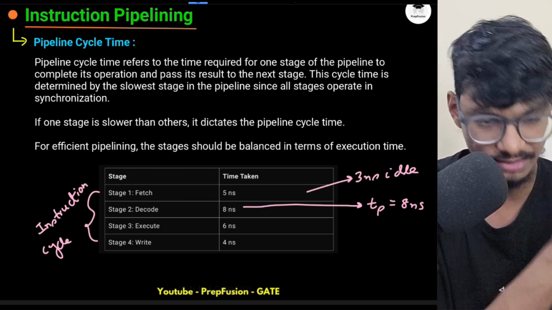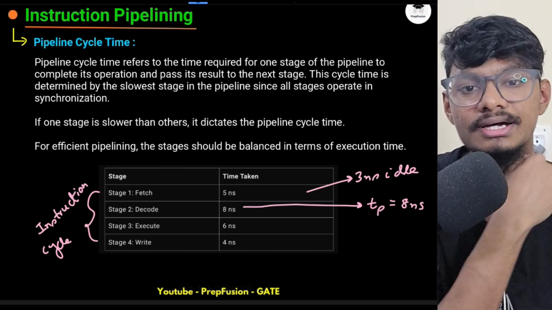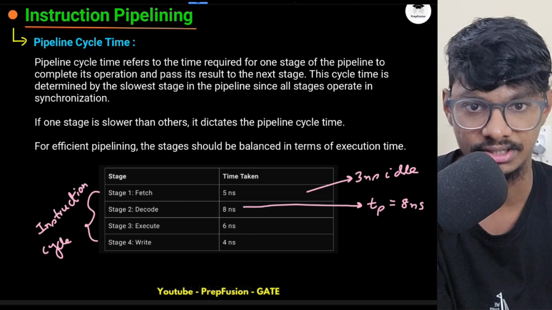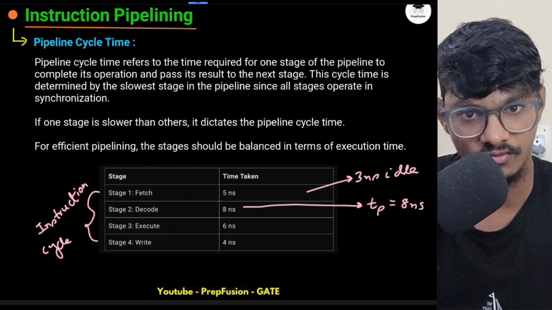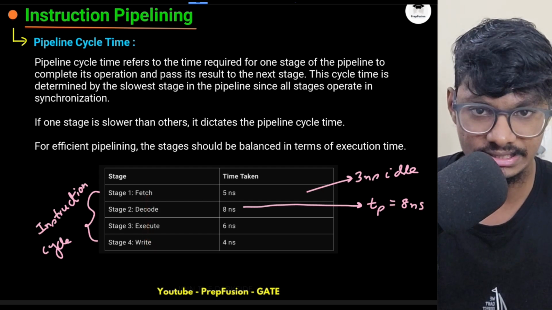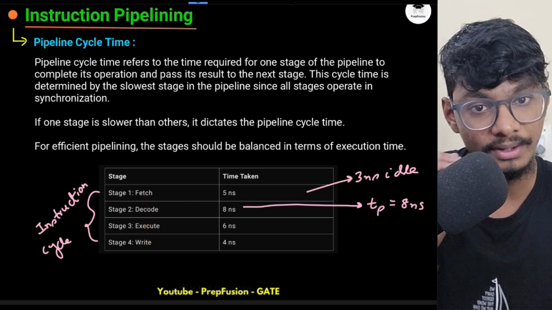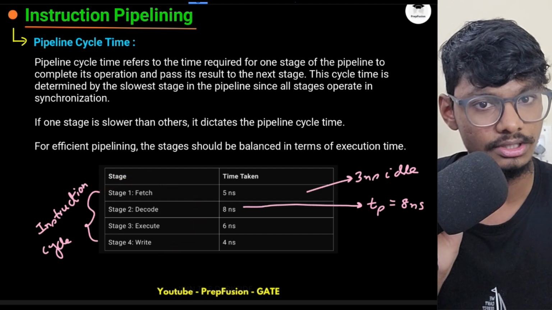If there is a memory read or memory write, all those things are there. If I need to fetch the operands as well, that will take some extra stage. That is for a separate discussion. But basically, they contain this number of stages. So they contain four stages, and I can use my concept of pipelining in this instruction cycle. That is what we do.